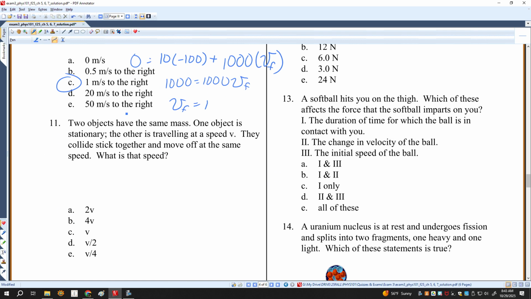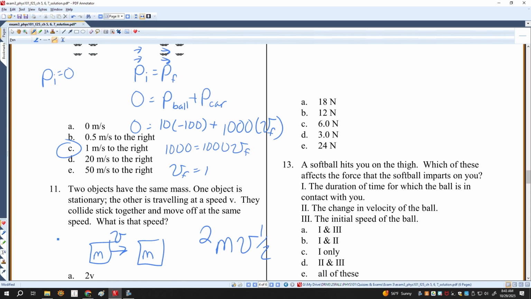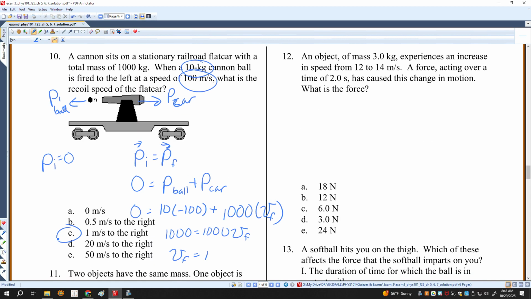Two objects have the same mass. One is stationary. The other is traveling at a speed v. These both have mass m. Then they stick together. Now they're going to have a mass 2m. And so what is the speed now? Well, because I'm doubling the mass, I'm doubling this value, so I have to have this value. So D is the right answer for number 11. It'll have half the speed.